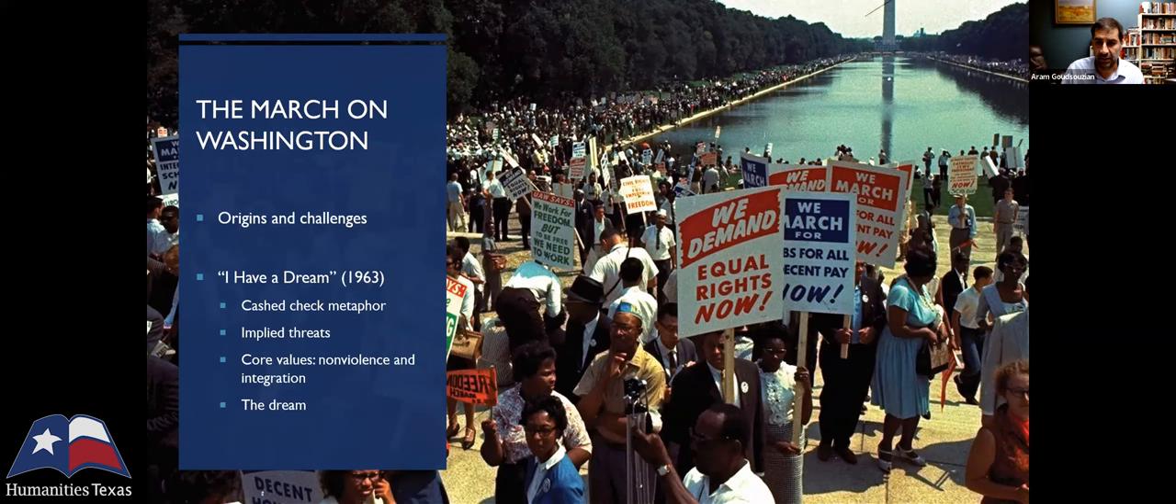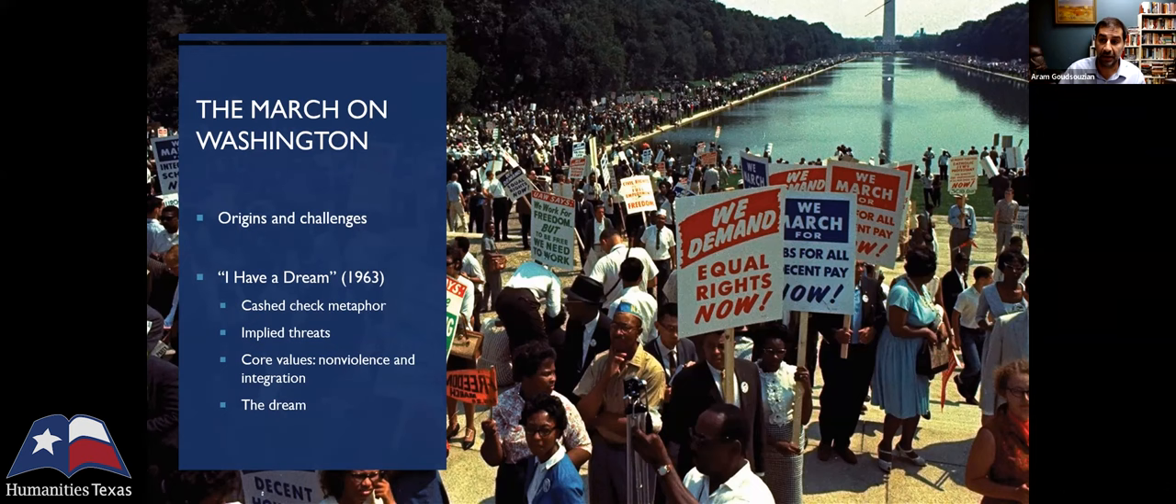Of course, the march is famous for bringing 250,000 people peacefully to Washington in one day. It's a massive logistical and organizational challenge that's successfully done. It's on national television, so it brings the civil rights movement into the living rooms of most American citizens. And of course, King's I Have a Dream speech is the climactic speech at the end that everybody knows at least the end of, right?